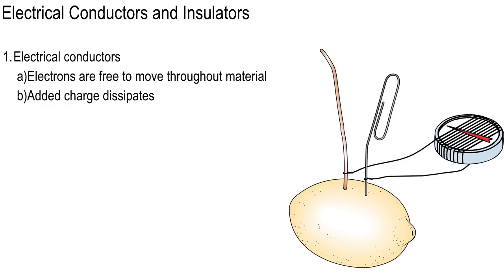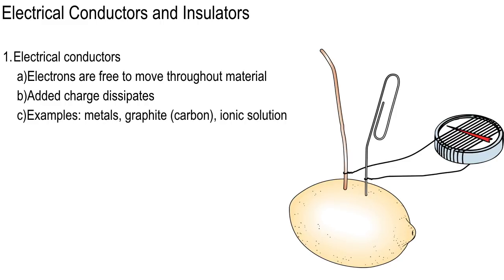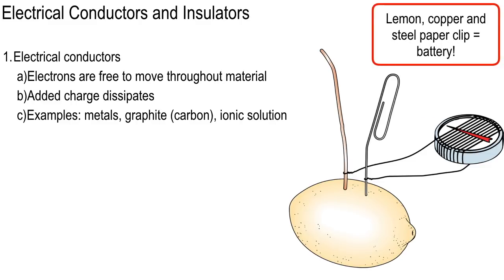The thing with electrical conductors is if you add charge, it'll dissipate, it'll run away, because the charges will repel each other. The electrons will repel each other, and they'll chase themselves out of the picture. All right? They'll try to get themselves as far apart as they can. So stuff like metals, graphite, which is a form of carbon, anything that has ions, any kind of solution that has ions in it. Example of that is the famous citrus battery pictured here.